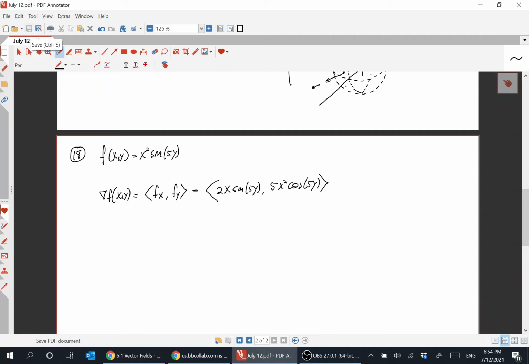And you could ask, what does a gradient field look like? Well, they're a little bit hard to draw, but if you do remember, the gradient vector is perpendicular to the level curves.